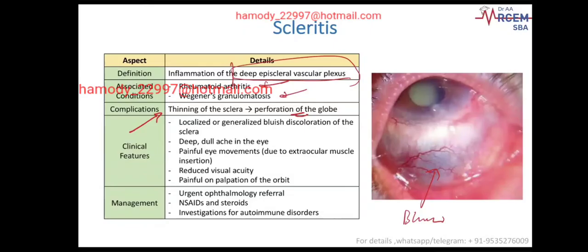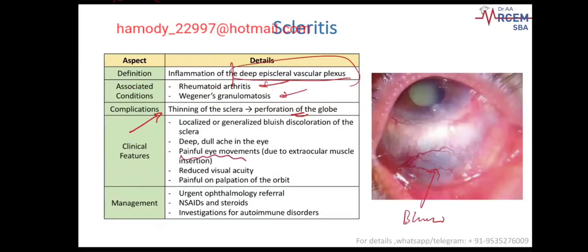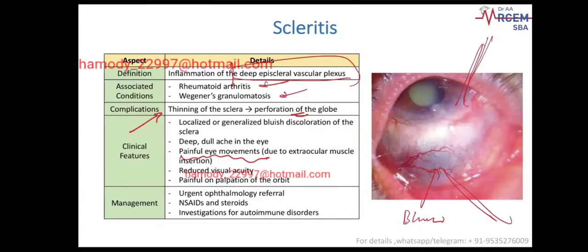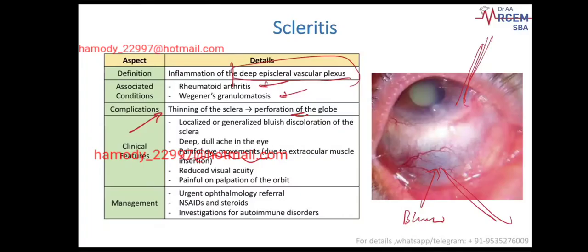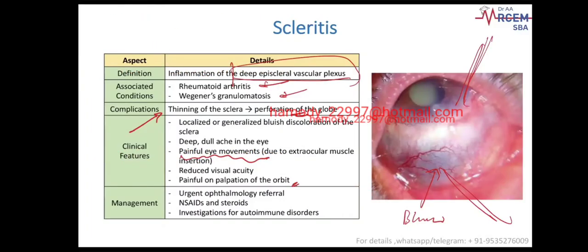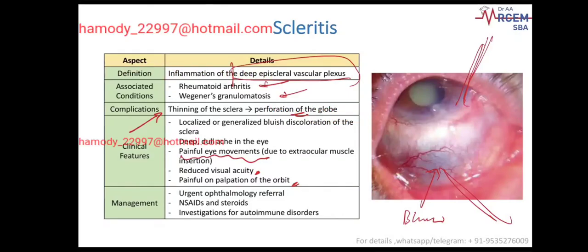So it is a true emergency. You need to take it seriously. And usually they will have painful eye movement, because all the extraocular muscles get inserted over the sclera. The sclera is inflamed, so whenever you move your eye, the sclera is pulled, which results in pain. That's why they have painful eye movements. When you palpate the orbit, it will be quite painful, and reduced visual acuity will be seen in this individual.